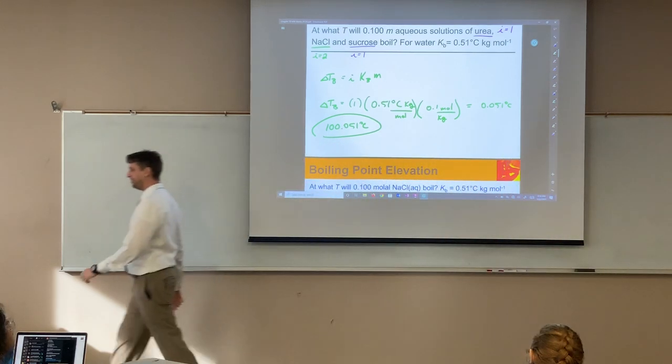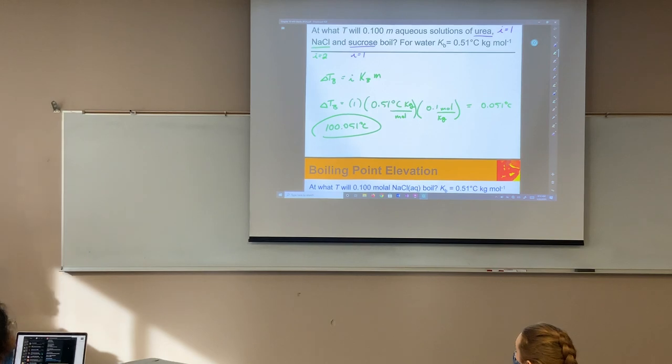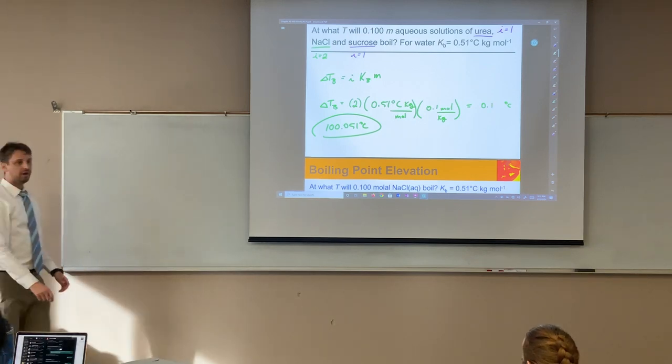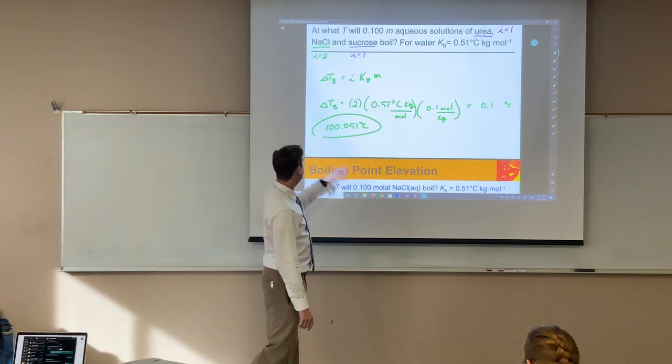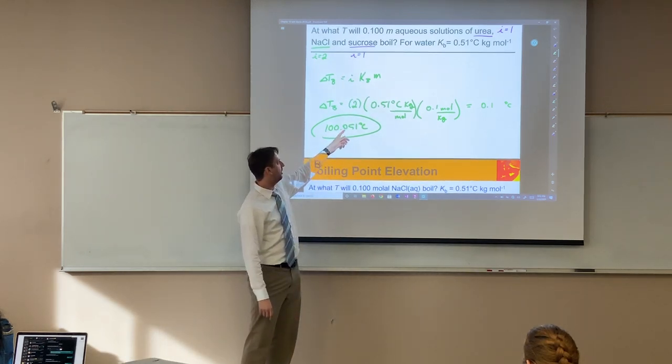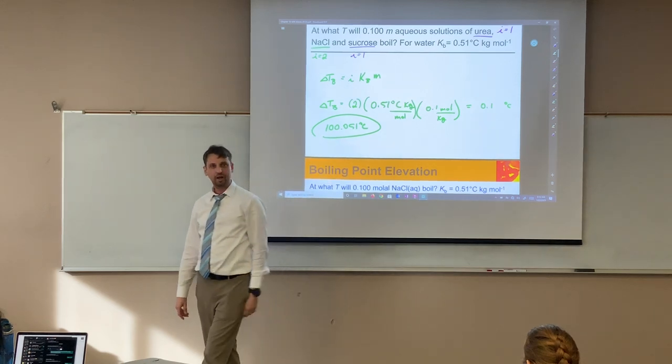To save myself many calories, we'll calculate it for sodium chloride. Essentially, we get 0.1. So what would the boiling point be for sodium chloride then? That would be 100.1. Got it?